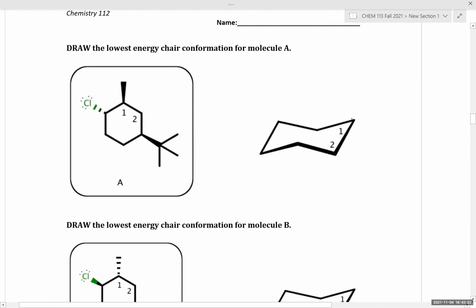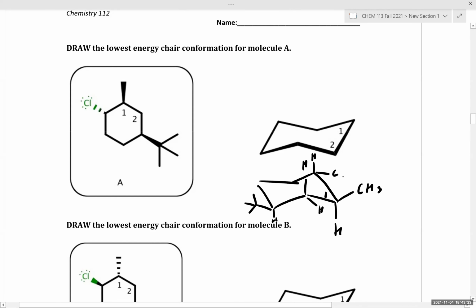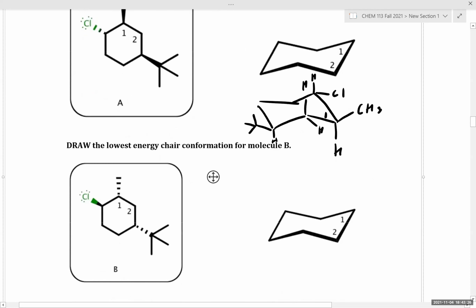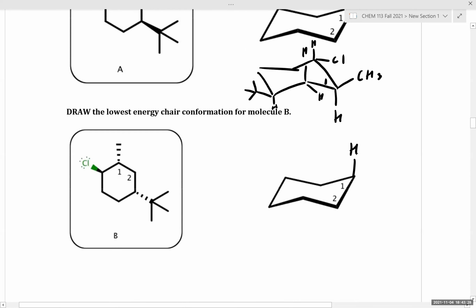So for conformation A, the lowest energy conformation in this case, we'd have to show the ring flipped form. And we'd have to put our methyl group equatorial, our tert butyl group equatorial, and our chlorine equatorial. For structure B, it's a little bit easier. In this case, we have the methyl group equatorial, the tert butyl group equatorial, and the chlorine equatorial.